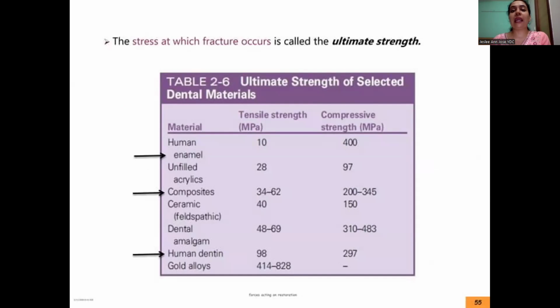So we need to know the ultimate strength of the tooth, that is of the enamel, and also of the material of choice for restoration. Various restorative materials have various tensile strengths and compressive strengths. So we need to always check them against the tensile strength and compressive strength of the enamel. Enamel has a tensile strength of 10 megapascal and a compressive strength of 400 megapascal. So these are the values of the various restorative materials that we have. Always when you choose a material, we need to analyze how good it is when you compare it with the enamel.